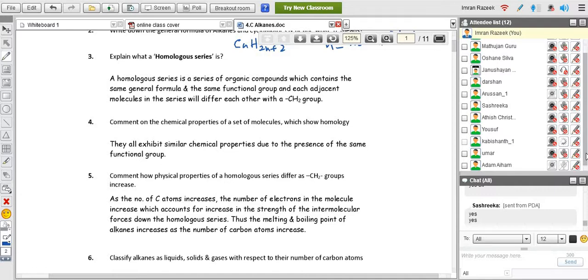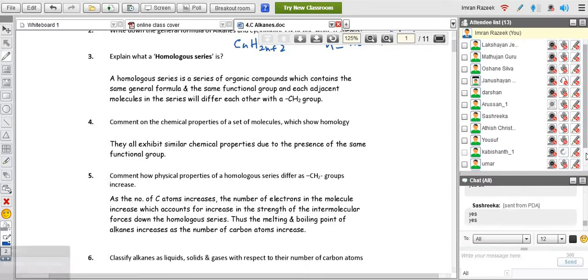The reason for the increase in the boiling and melting points down the homologous series of alkanes is due to the increase in the number of electrons. As you go down the homologous series, as the number of electrons of alkanes increase, what happens is that the dispersion force strength increases. Dispersion force strength increases, right? So the increase in dispersion force strength results in increased intermolecular attraction.